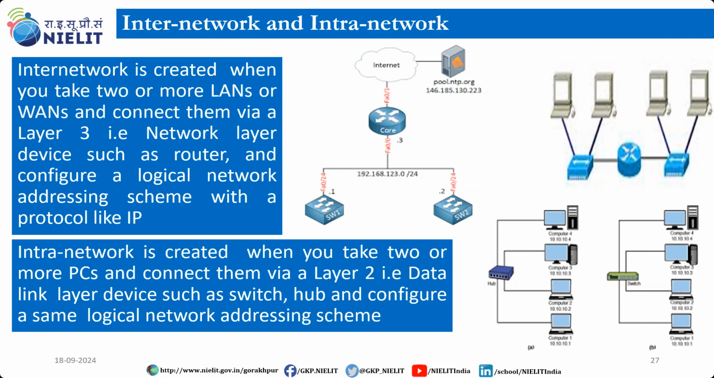Layer 7 is known as the application layer and layer 1 is known as the physical layer. Layer 3 is known as the network layer. All the operations related to networking are associated with layer 3. Our router device, our IP address, our routing, these are part of the network layer.